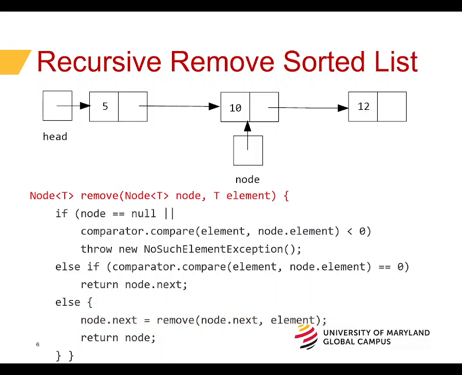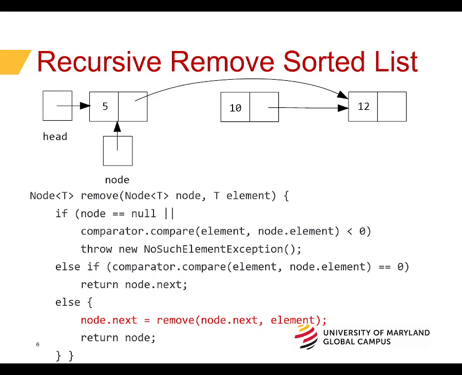On this activation, the parameter node now refers to the node containing 10. As before, the condition indicating it is not in the list is false. But now the current node contains the element that is to be removed. So what will be returned is node.next, the node after the one that contains the value 10, the one we want to remove. In other words, what is returned is a reference to the node that contains the 12. Now the assignment is performed.